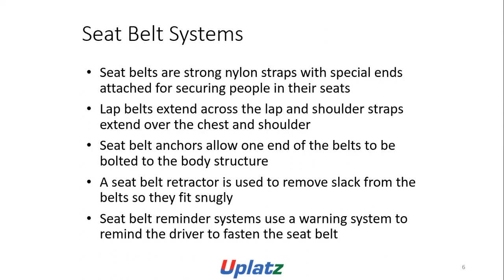Seat belt systems. Seat belts are strong nylon straps with special ends attached for securing people in the seats. Lap belts extend across the lap, and shoulder straps extend over the chest and shoulder. Seat belt anchors allow one end of the belt to be bolted to the body structure. A seat belt retractor removes slack from the belts so they fit snugly. Seat belt reminder systems use a warning system to remind the driver to fasten the seat belt.